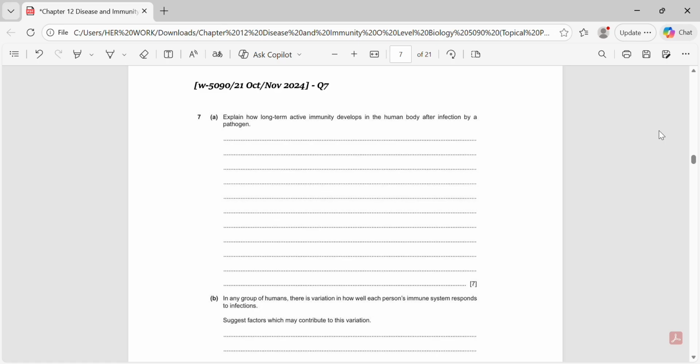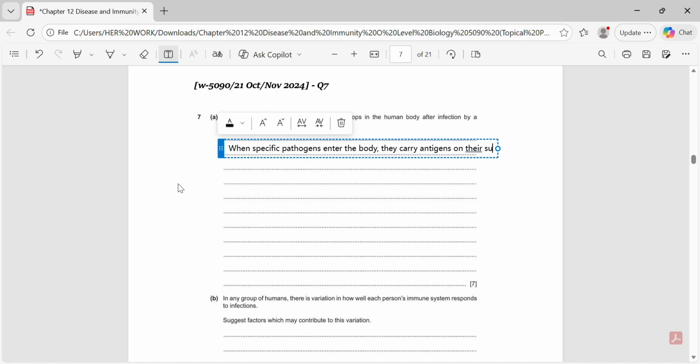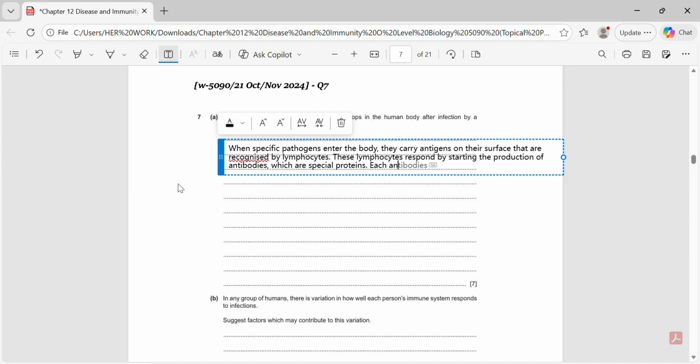Next, coming back to the theory section, we're now dealing with extended response questions. Here we are asked to explain how long-term active immunity develops in the human body after infection by a pathogen. So, we will write, when specific pathogens enter the body, they carry antigens on their surface that are recognized by lymphocytes. These lymphocytes respond by starting the production of antibodies, which are special protein chemicals. Each antibody is complementary in shape to its antigen, allowing it to bind specifically to it.